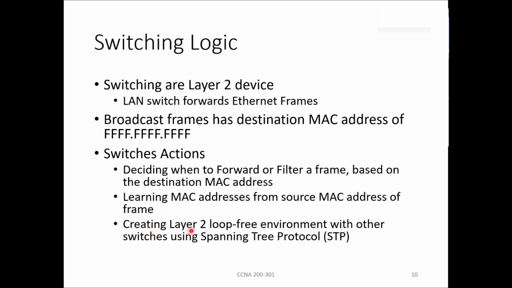And a switch also has another capability. This is called Spanning Tree Protocol. With this feature, it can prevent loops. So it provides a layer 2 loop-free environment with other switches using Spanning Tree Protocol. So if there's a chance to have a loop in our network, the switch has this Spanning Tree Protocol feature. With that, it can prevent the loops.